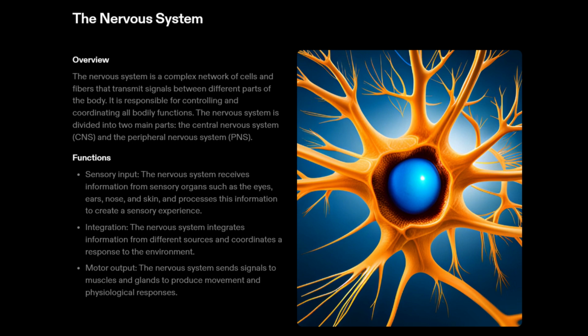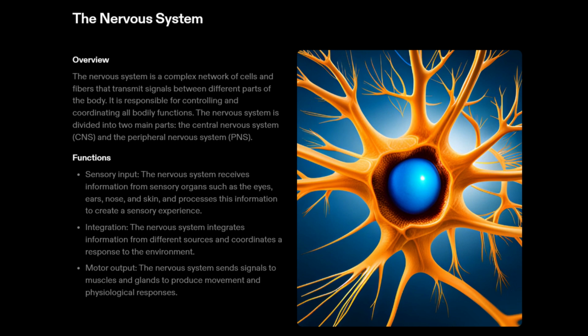The nervous system. Overview. The nervous system is a complex network of cells and fibers that transmit signals between different parts of the body. It is responsible for controlling and coordinating all bodily functions. The nervous system is divided into two main parts, the central nervous system, CNS, and the peripheral nervous system, PNS.